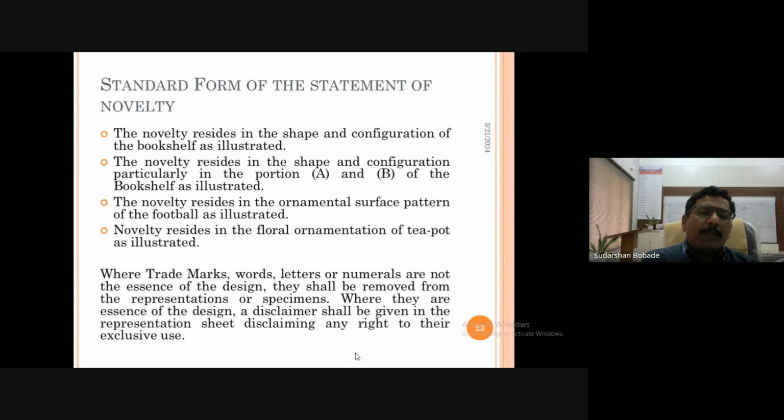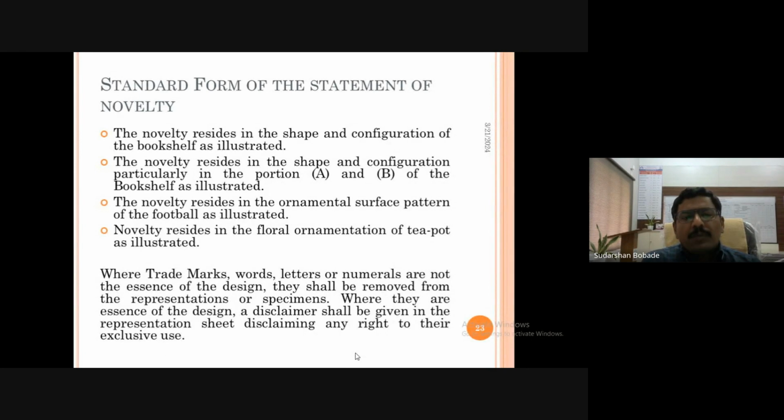Secondly, when we are talking about novelty, there is another variation: novelty resides in the shape and configuration, particularly in the portion A and the B of the bookshelf as illustrated. Suppose the casing of that bookshelf is commonly available everywhere, but the internal partitions I have designed differently, I can claim for the same. Because of that, this is one of the important parameters in claiming the novelty.